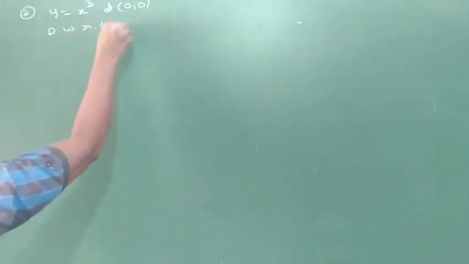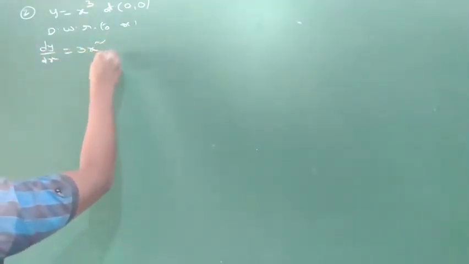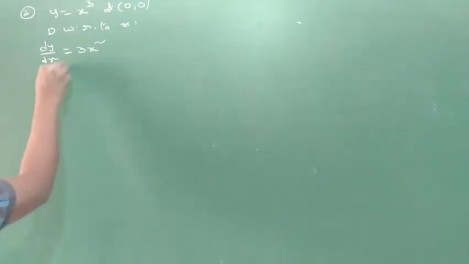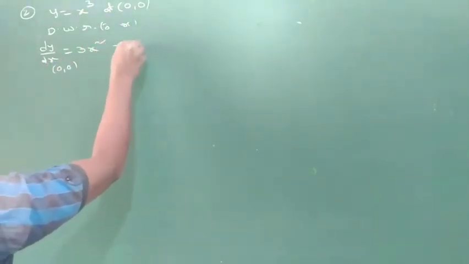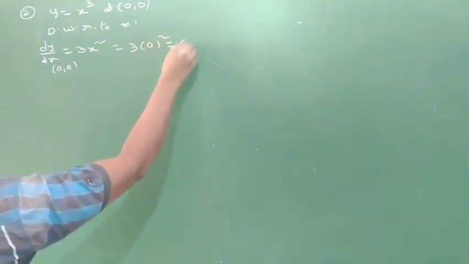Same question now. y is equal to x cube at 0 comma 0. Differentiate with respect to x. dy by dx is equal to x cube derivative, 3x square, at 0 comma 0. So 3 into 0 square is equal to 0.